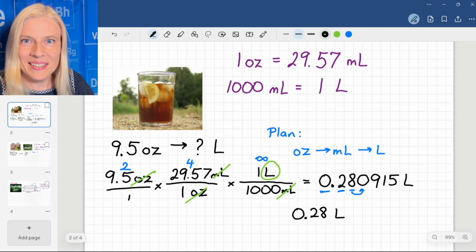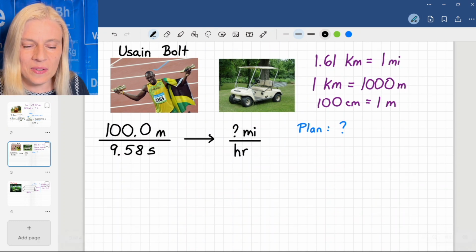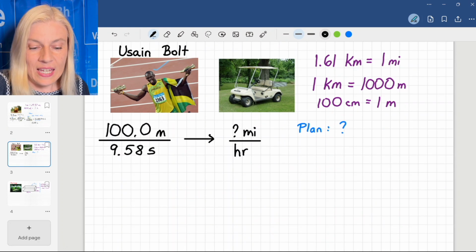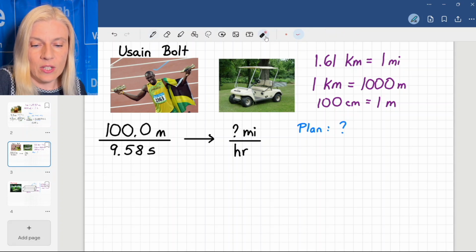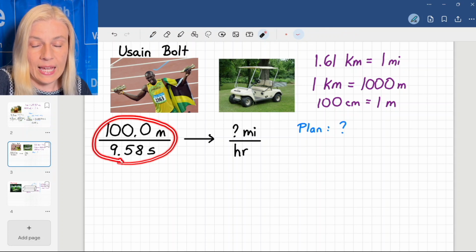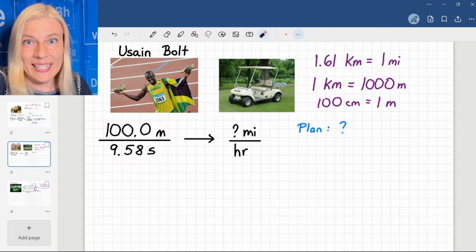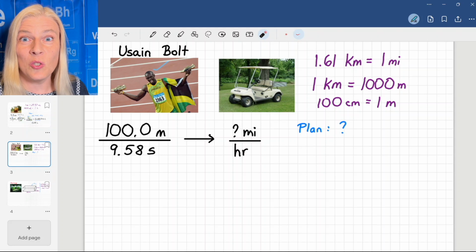How are you doing? Are you ready to make it a little bit harder? Let's go. I'm going to make things a little harder right now. So here is our problem. Here is Usain Bolt. He has the world record for the 100-meter run. He ran 100 meters in 9.58 seconds. That's amazing.